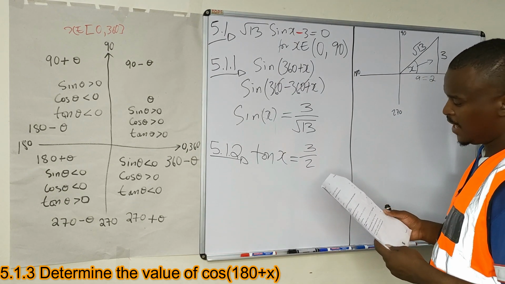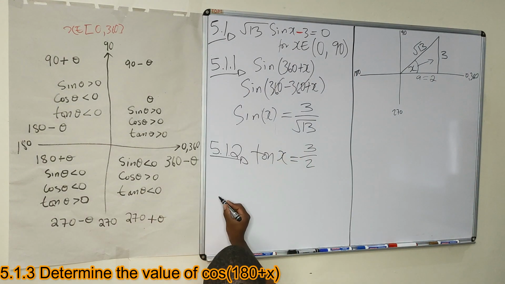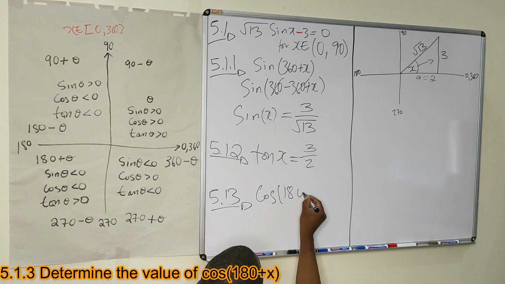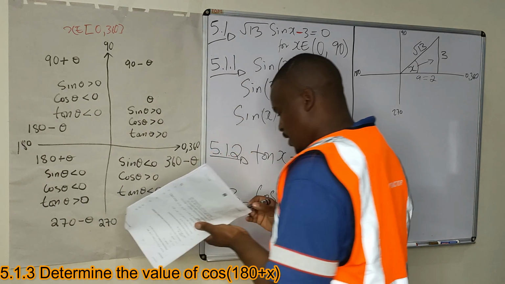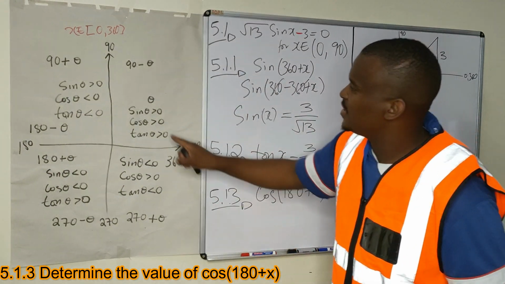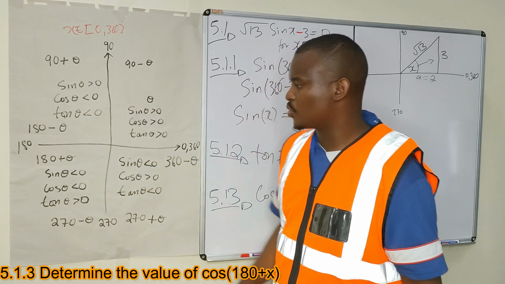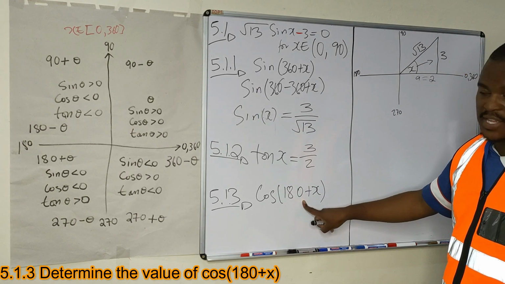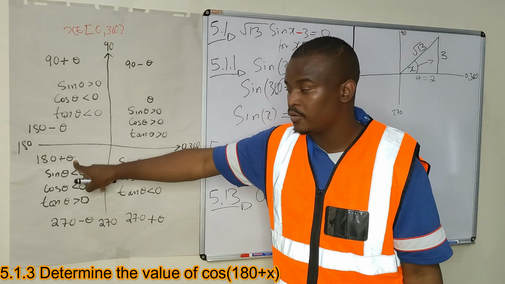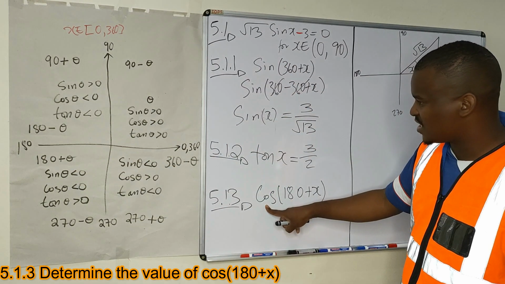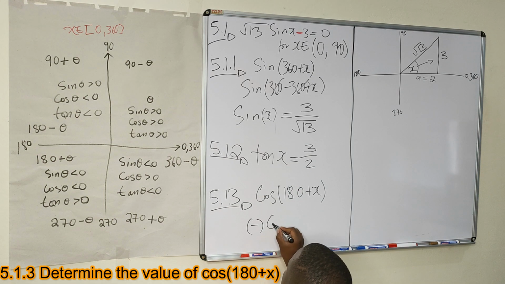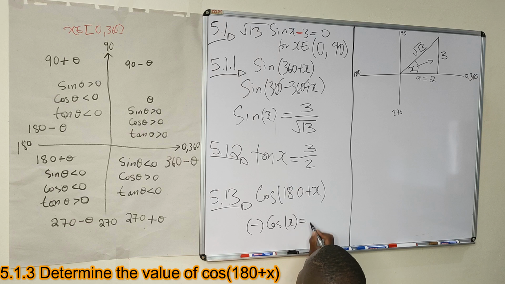And then continue. Cos of 180 plus x, 5.1.3. Cos 180 plus x. You can see this angle is within this boundary because it's here on the third quadrant. When you're there, first question, where is 180 plus x? It's on the third quadrant, right? Then what is the sign of cos? Cos is negative, so you put a negative cos. So it becomes negative cos x.